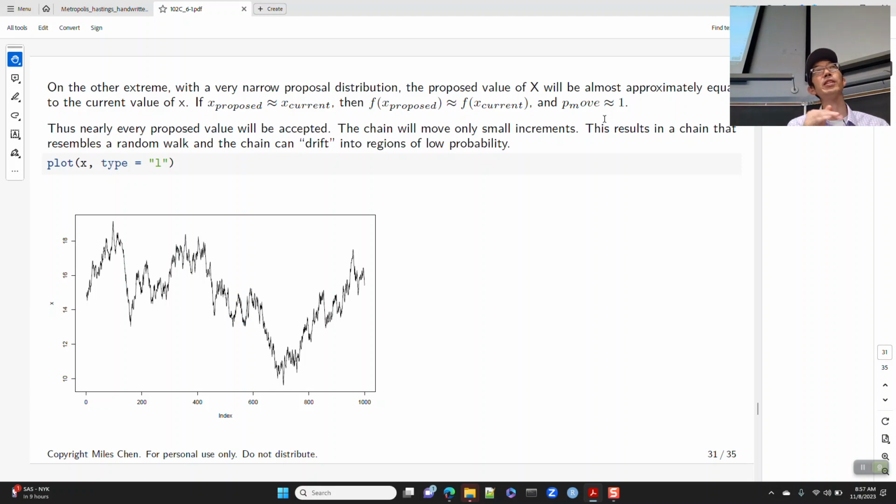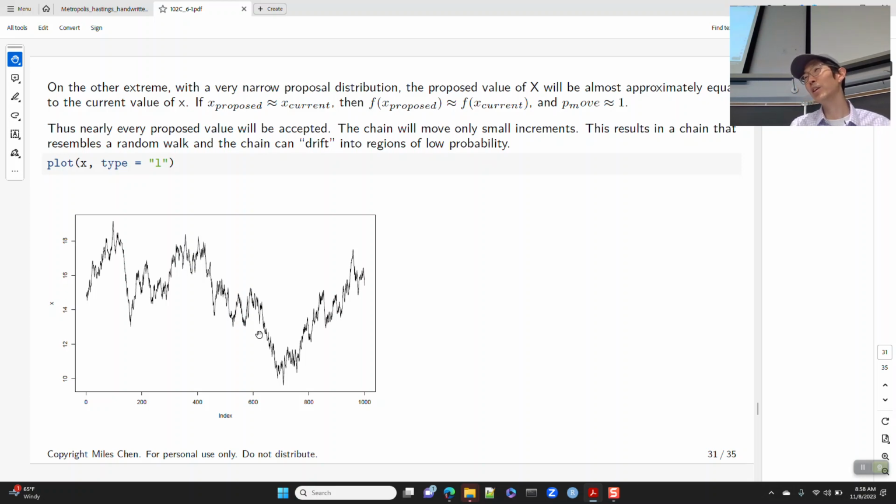Okay, the f of 14.8 and the f of 15 are very similar to each other. And so even if 14.8 is less likely than 15, I might have like a 90% probability of accepting it. So most of the time I accept all of these proposed values. And so my Markov chain looks like this, a random walk with very tiny steps, because I keep proposing these locations that are really close by, and we just move in tiny little increments, and eventually the chain will drift into all of its regions.